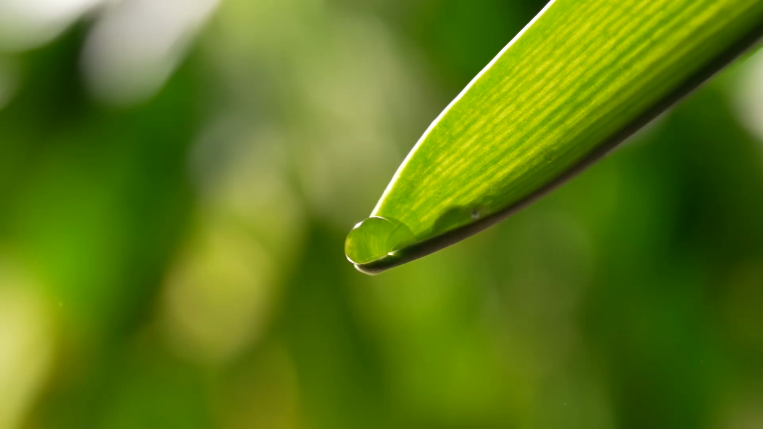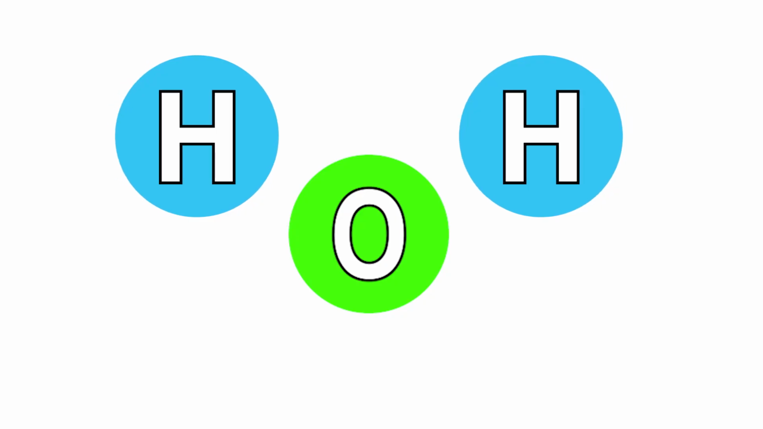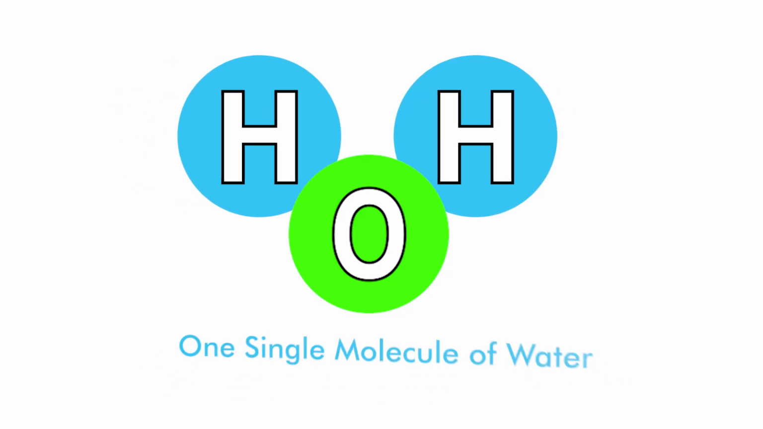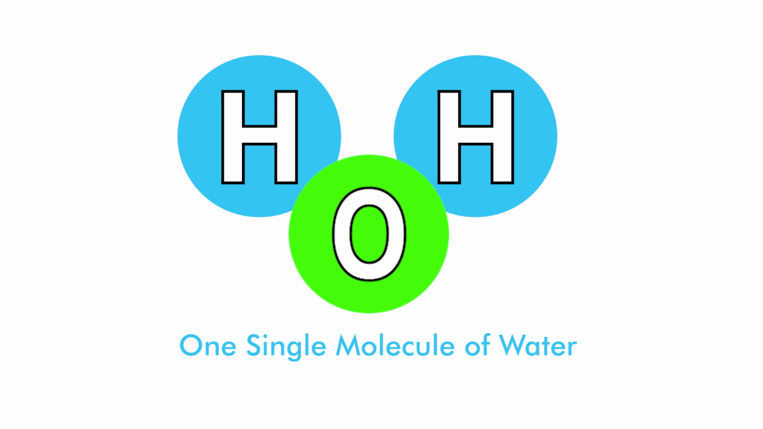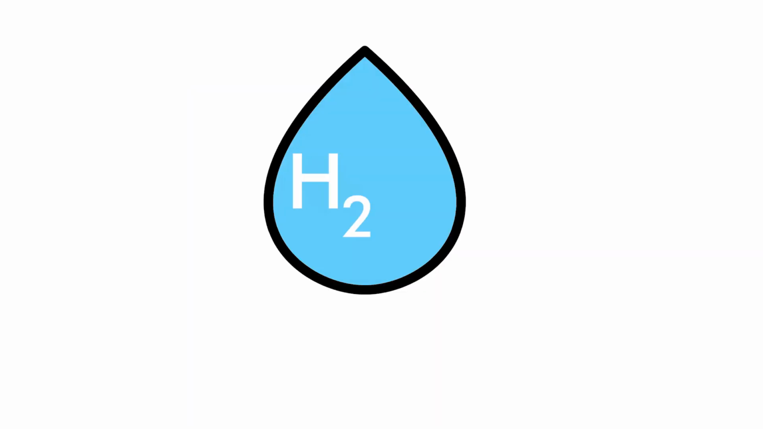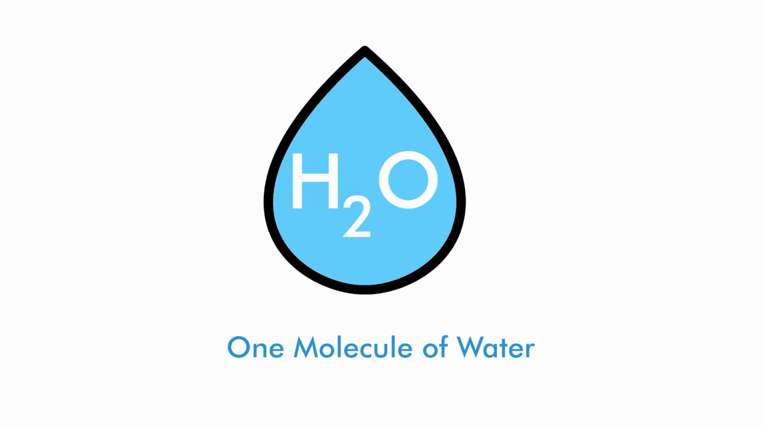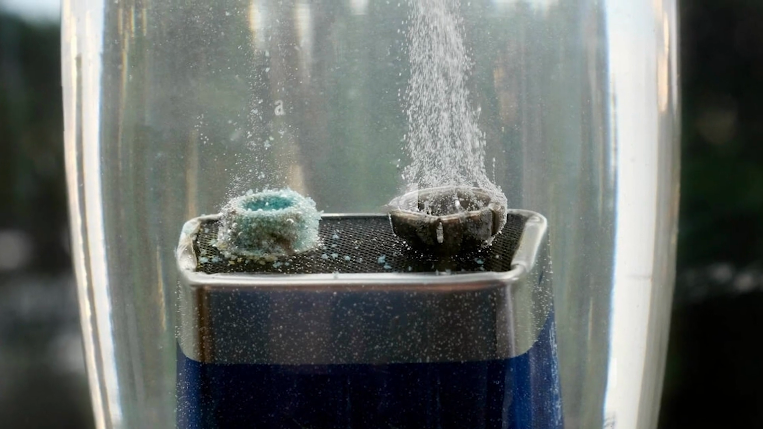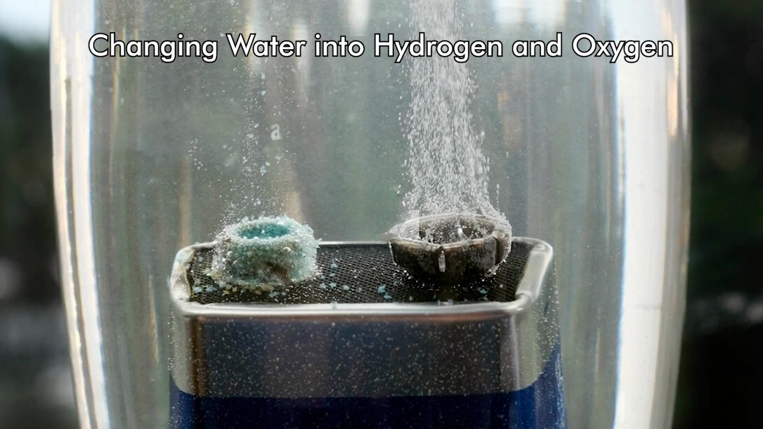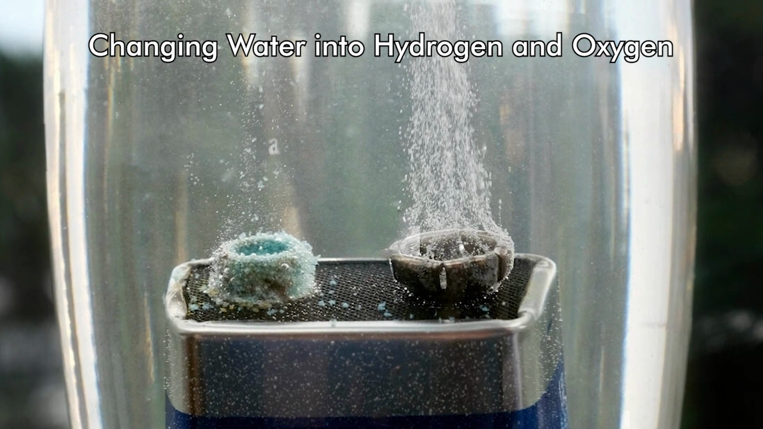In a tiny droplet of water, there are more than 1 billion trillion water molecules. The very tiniest bit of water you could have is a single molecule with two hydrogen atoms and one oxygen atom. A scientist might write H2O to represent one molecule of water. The H2 stands for the two hydrogen atoms, and the O stands for the single oxygen atom. We can use electricity to split water apart so that it becomes hydrogen gas and oxygen gas.